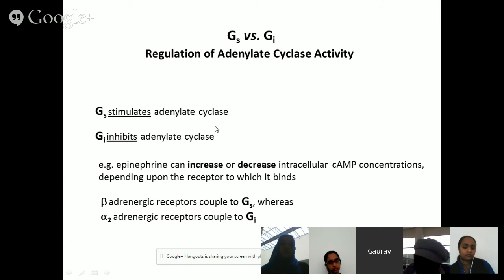So if they inhibit the adenylyl cyclase enzyme, further they can't produce cyclic AMP molecules. They can't activate the protein kinase A enzyme, and there is no cellular response in that case. So there is a basic difference between GS and GI molecules.